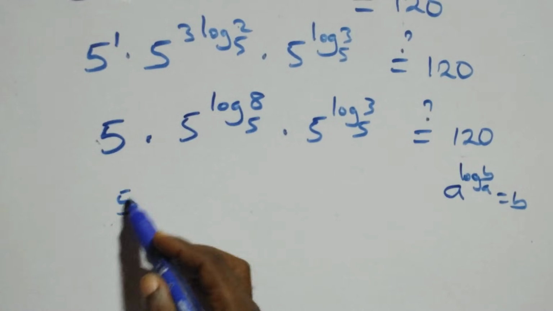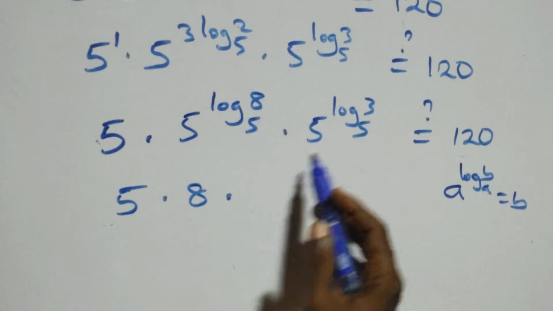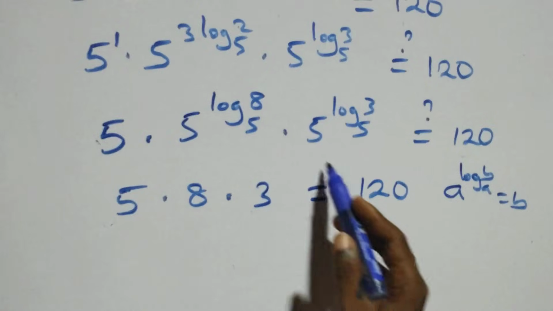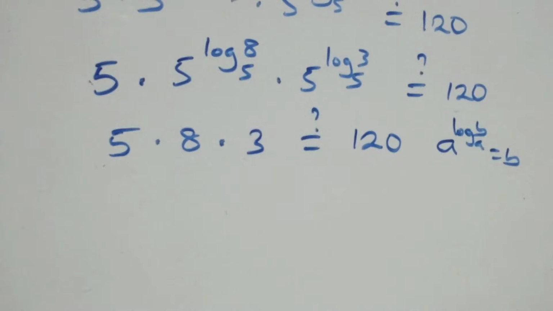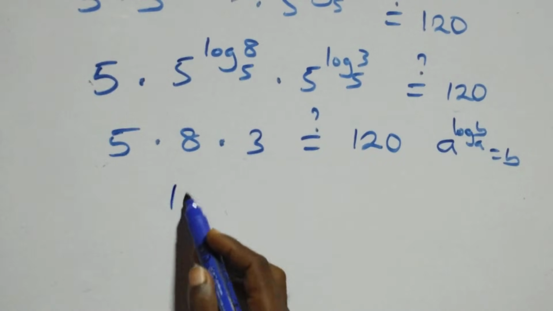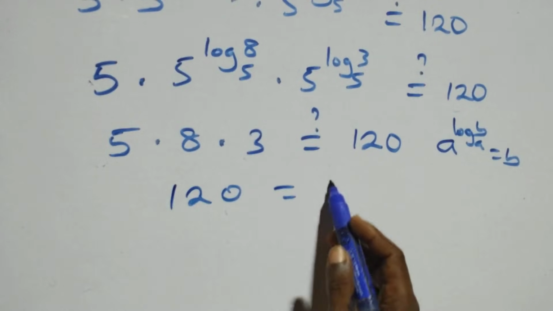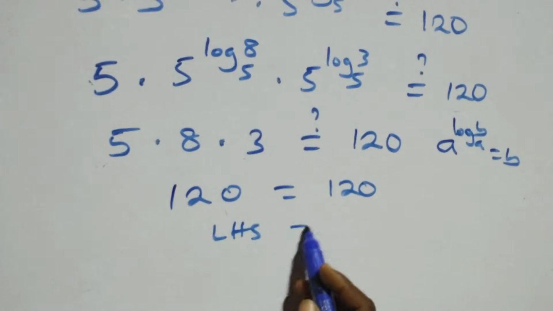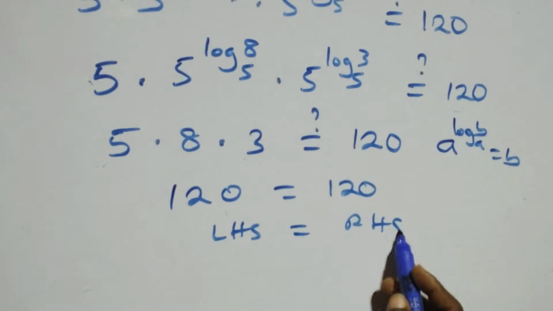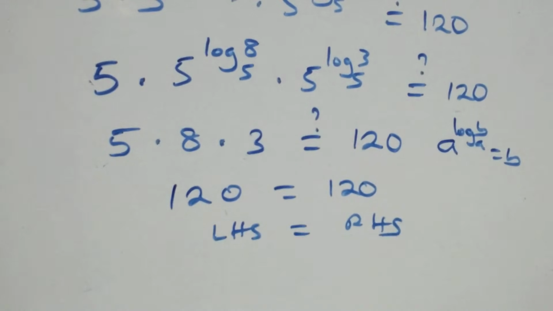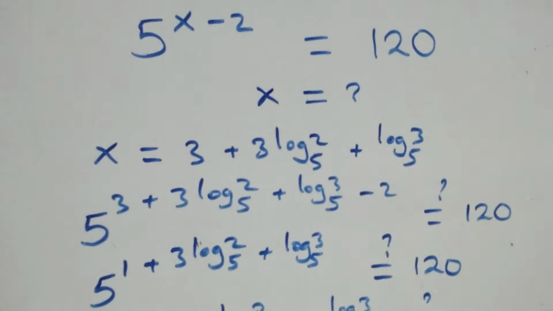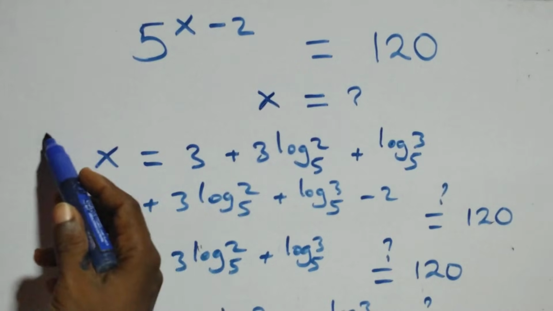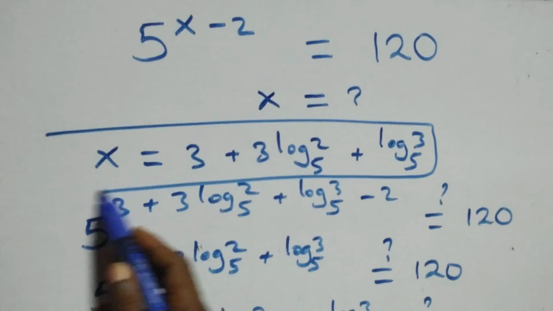Here we have 5 times 8 times 3. This equals 120 on this side. 5 times 8, 40. 40 times 3, 120, which is equal to 120 from here. Left hand side is equal to the right hand side. And therefore, we conclude that x equals 3 plus 3 log 2 base 5 plus log 3 base 5 satisfies this given problem.